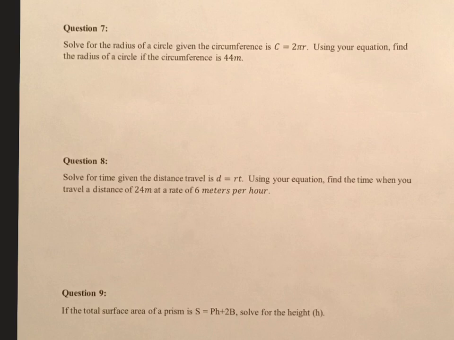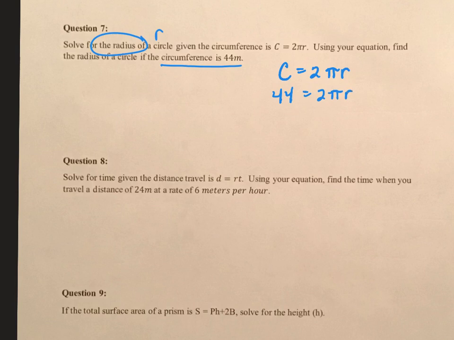Okay, so we're going to start with our equation that they give us. They gave us circumference equals 2 pi r. They're asking us to solve for the radius, which is r, and they told us that the circumference is 44 meters. Okay, so if circumference is 44 meters equals 2 pi r, and they're asking us to solve for the radius, to solve for radius, we divide by 2 pi, and we divide by 2 pi.